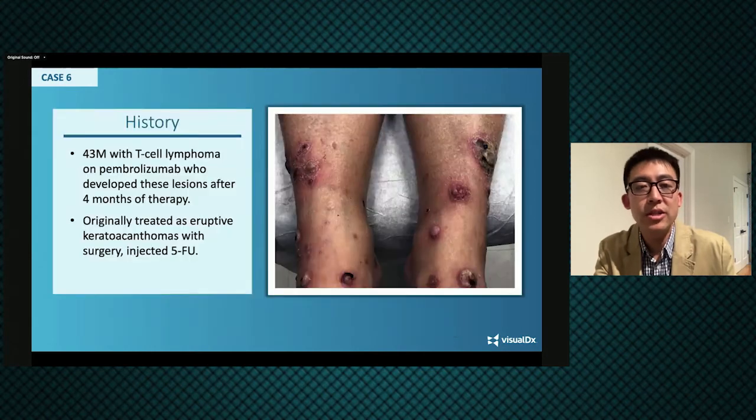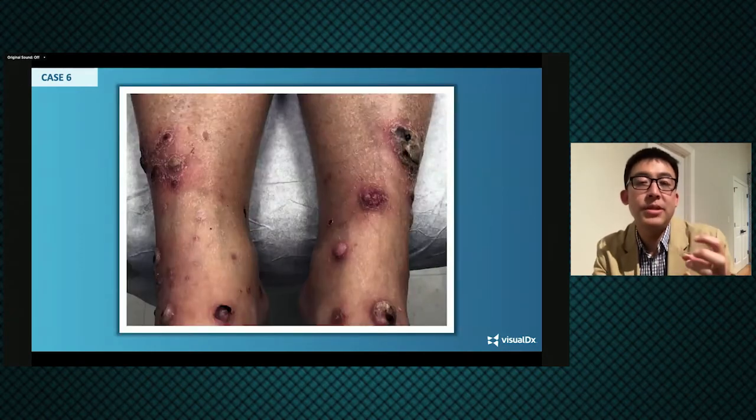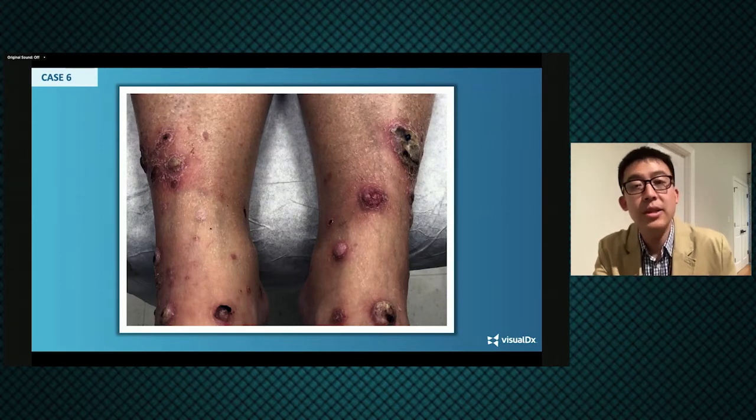So if you just saw this, you might think that these are eruptive keratoacanthomas, which is something that we used to see a lot more frequently when our metastatic melanoma patients were put on BRAF inhibitors, but without a MEK inhibitor.